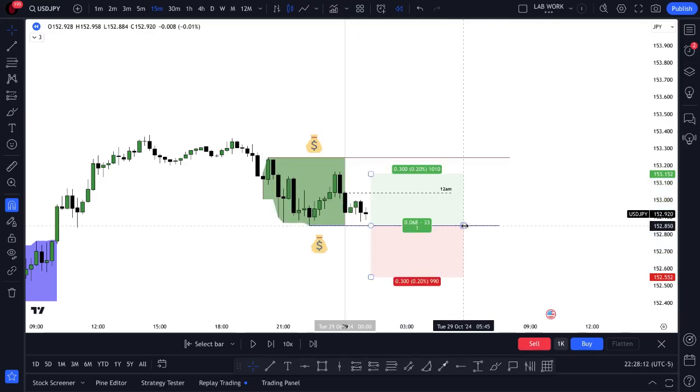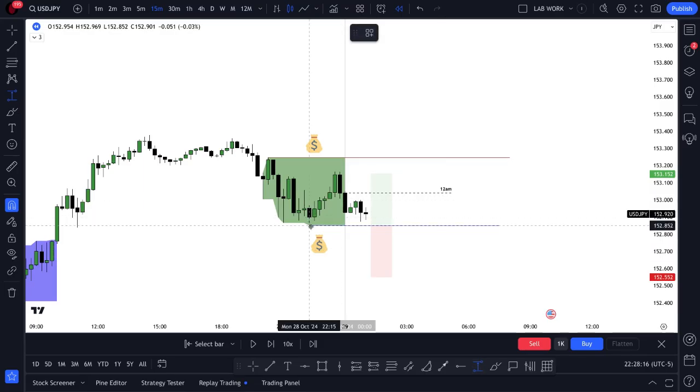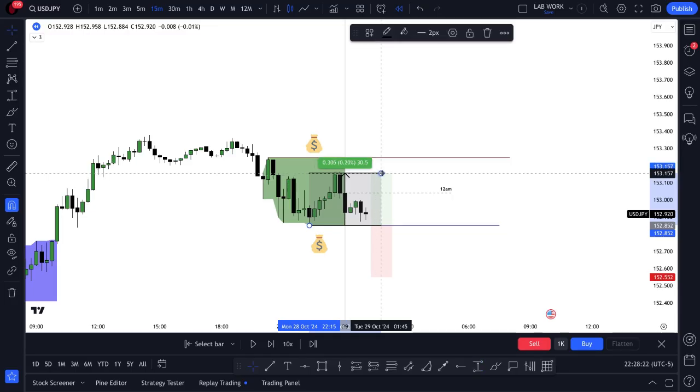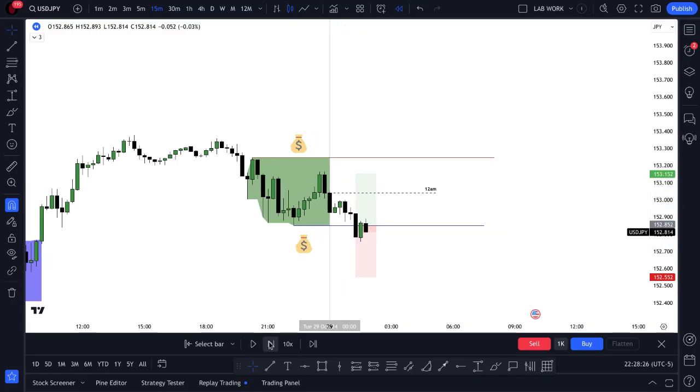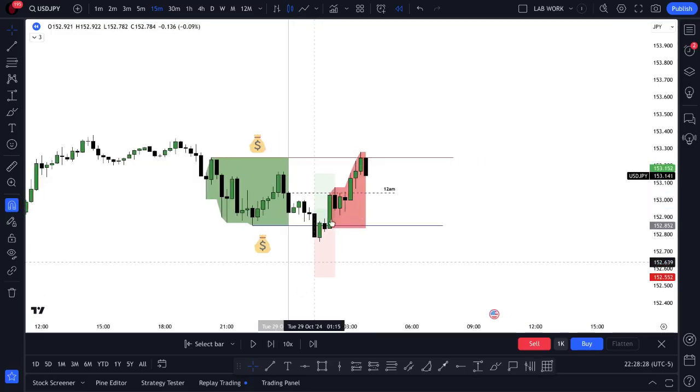All right, looking for 30 pips to the upside. Yep, as you can see, showing it on the measuring tool. And we play it forward. And we can see we get the 30 pips and price reverts right back up there. So it took out sell side.